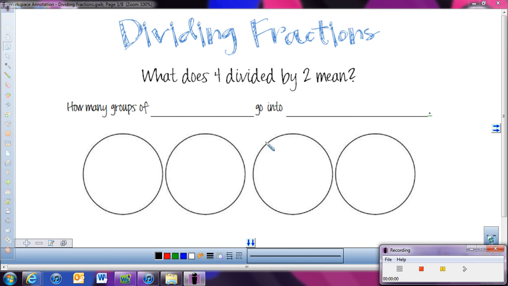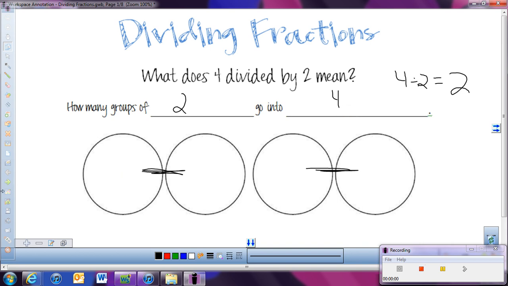So we're going to start with just a basic division problem and use that to help us get into what we're doing when we're dividing actual fractions. So this one says, what does 4 divided by 2 really mean? Well, one way to think about it is how many groups of 2 go into 4. That's what 4 divided by 2 means. So if I look, here's a group of 2, these two together, and here's a group of 2. So 4 divided by 2 equals 2, because 2 groups of 2 go into 4. So that's what this means using whole numbers.